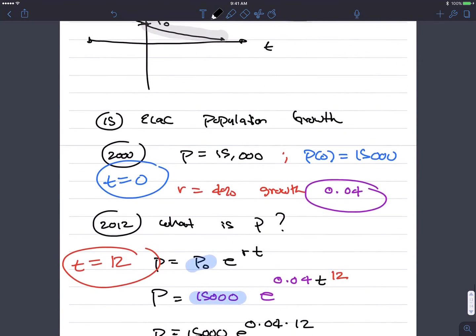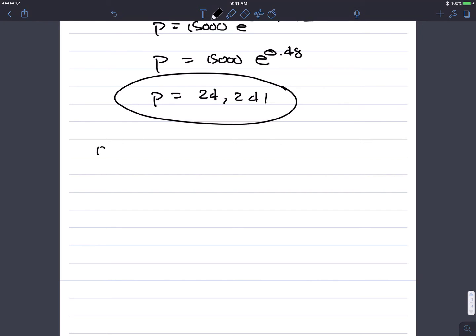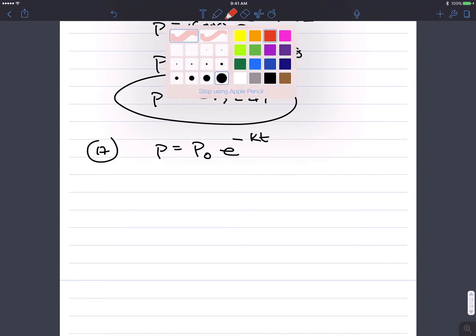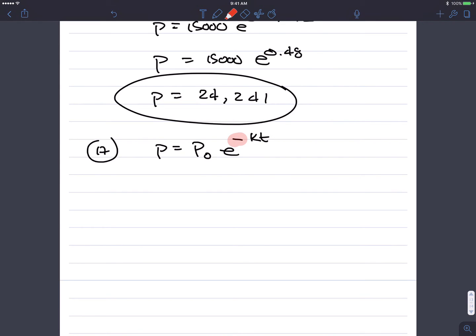Now let's look at number 17. Let's see what 17 is. In 17, you've got population decay. So automatically, P is P naught e to the minus rt. Let's be a little more formal and put a K here. I want to emphasize that this is decay, so this has to be negative. You okay with that? Decay has that negative there for e.